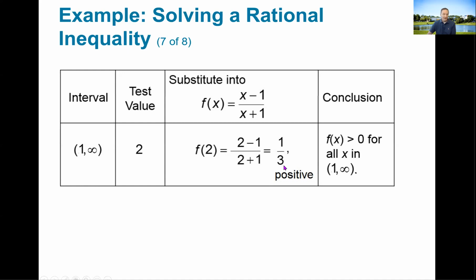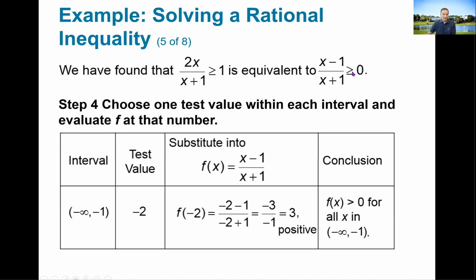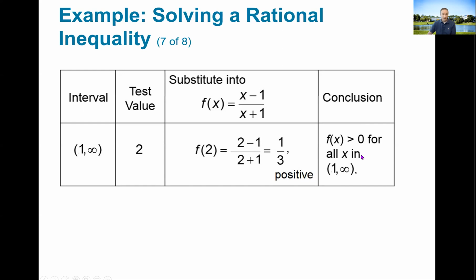So the only thing I care about is that it was positive. All positive numbers are greater than 0. That is what this inequality wanted. It wanted greater than or equal to 0. So I know the numbers between 1 and infinity are a part of the solution.